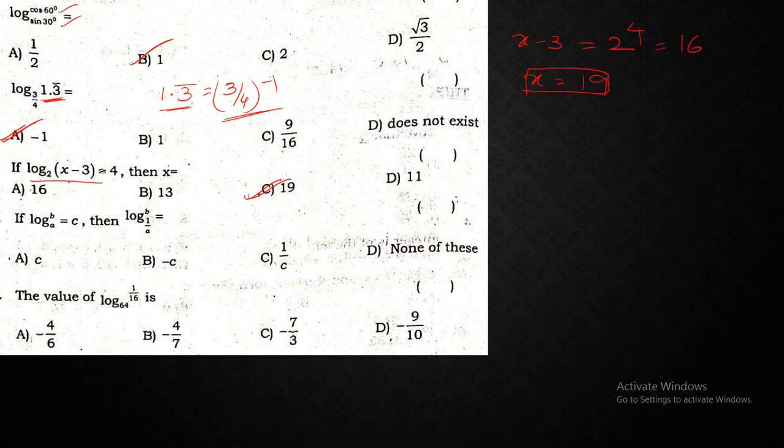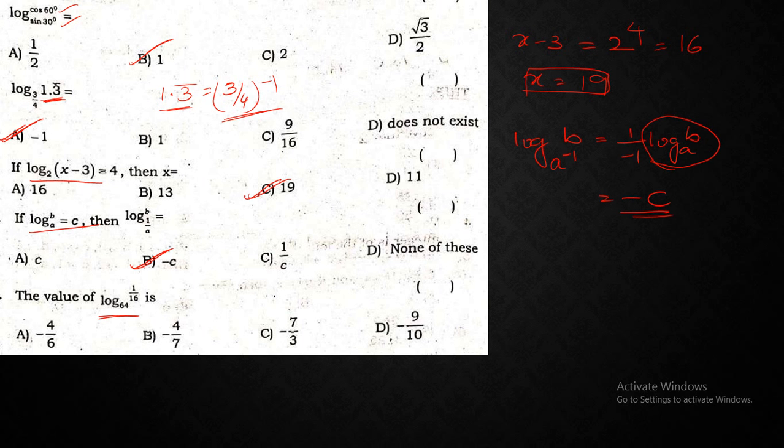Log b to the base a is equal to c. Then what is the value of log b to the base 1 by a? So 1 by a I can write it as a power minus 1. So basing on this I can write as 1 by minus 1 into log b to the base a. Already we know log b to the base a is nothing but c, right? So when I replace with c, it becomes minus c. So the answer is minus c.